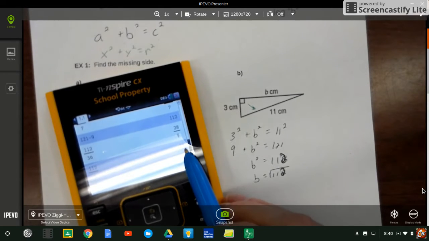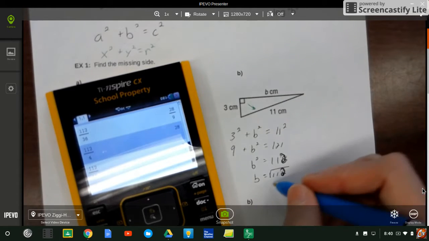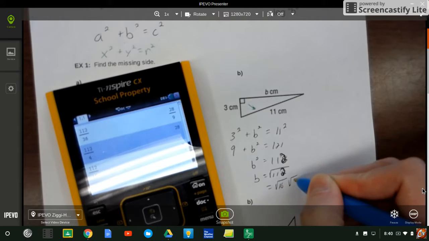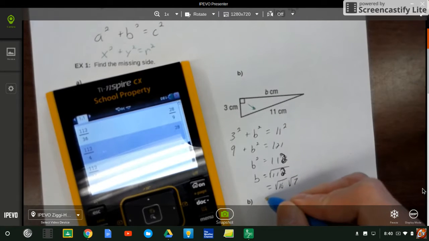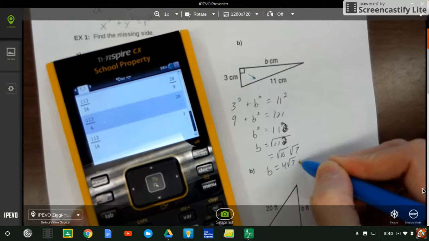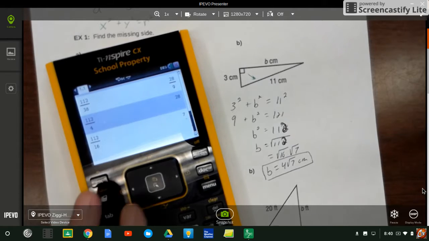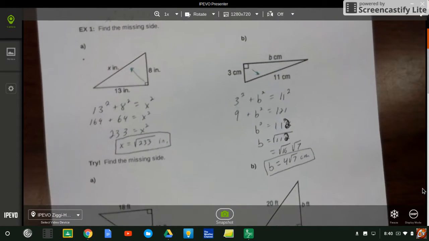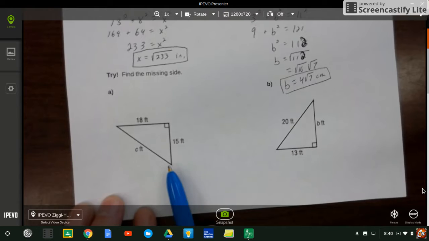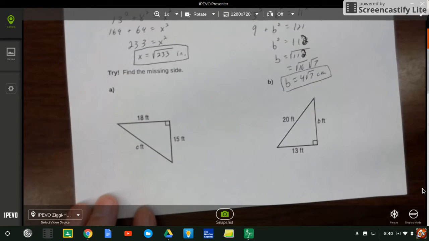Okay, 112 is 4 and 28. You know what? I think I can do better. 16. There we go. So 16 and 7. So that means my b equals 4 radical 7 centimeters. Okay? Pretty simple. Try the next two problems here. Okay? Give me your answer for C and your answer for B. And go.